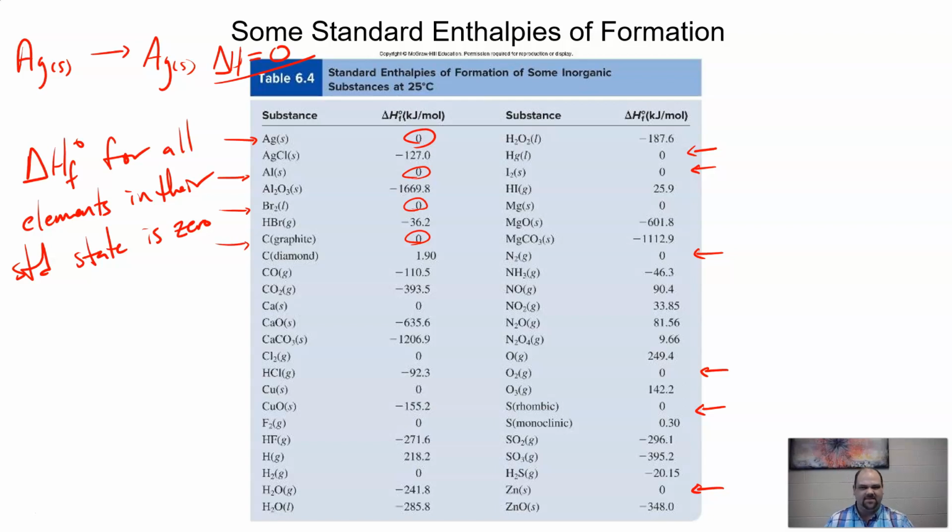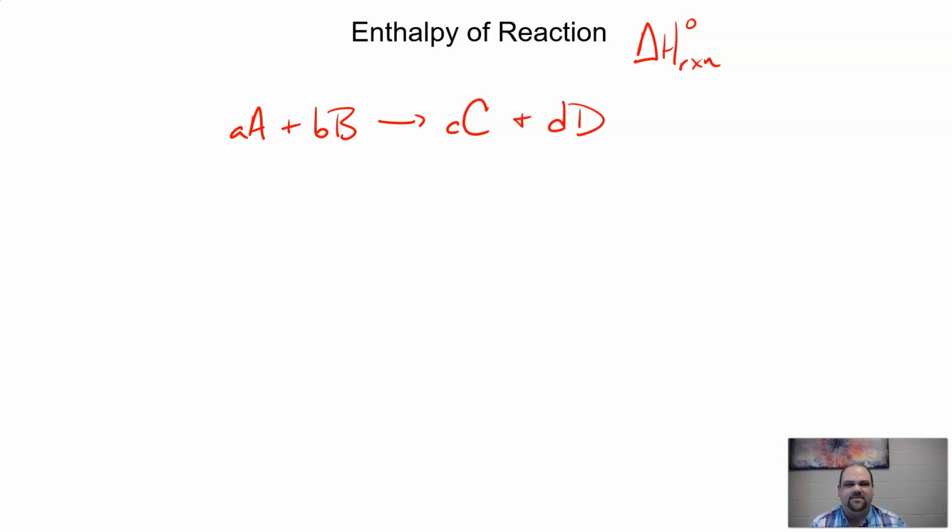How do we put this together? To calculate the enthalpy of a particular reaction, we're going to write it this way. As delta H for a reaction, almost always we run these under standard conditions, and so we put the little naught up there. Okay. And so this delta H reaction, how do we calculate it? Let's assume that we have a reaction that takes A moles of A and B moles of B to give us C moles of C and D moles of D. Right, so our generic reaction.